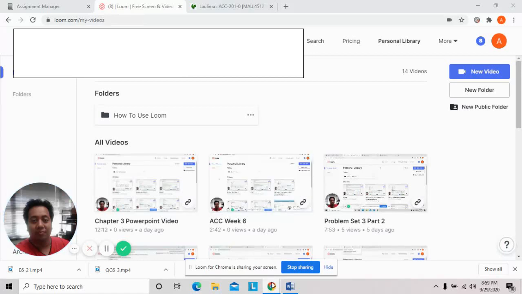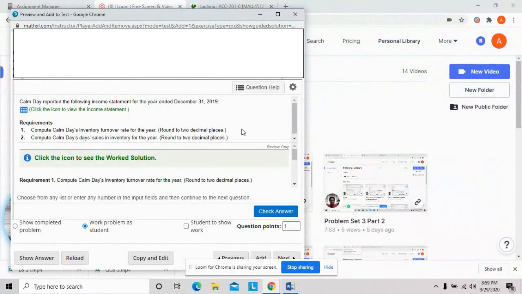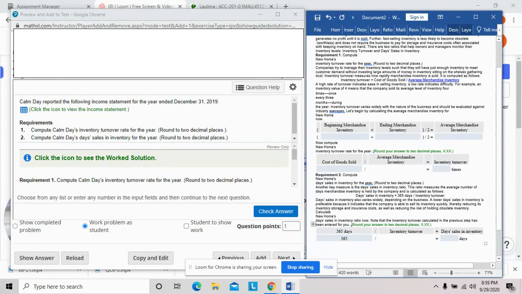Everyone, I'm back again with another review of another homework assignment, that would be E625. In this problem, we'll be going with the learning objective of using inventory turnover and day sales in inventory.